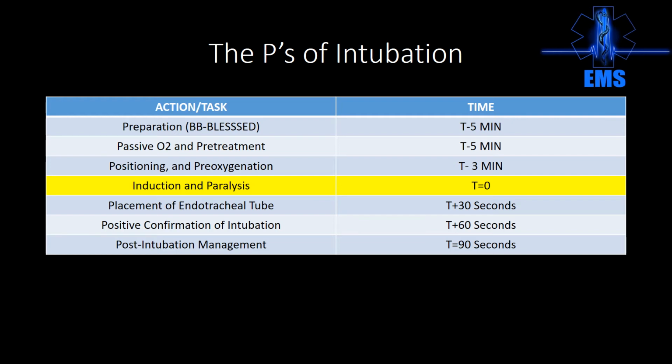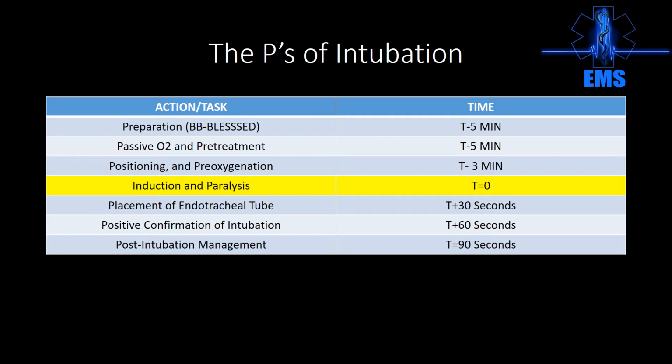All right, now we're at T-0. This is induction and paralysis. And we're going quickly, bang, bang. So we're pushing ketamine, we're pushing the etomidate, followed by the paralytic. And then if we're going to get fasciculations with succinylcholine, we're waiting for the fasciculations to stop. If we're using rocuronium, we're not going to get fasciculations. It's not going to happen. The medicine doesn't work like that.